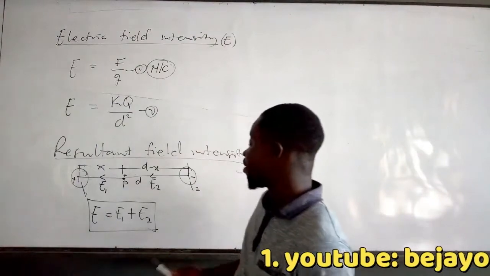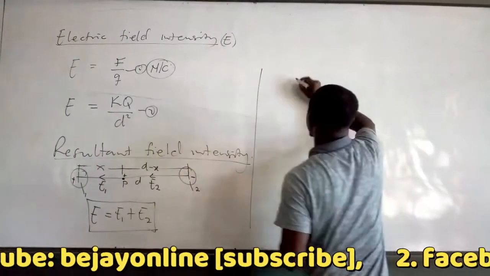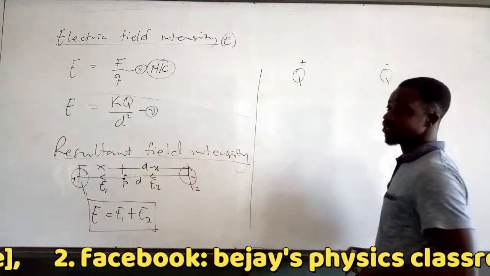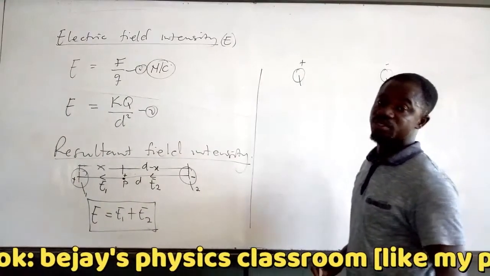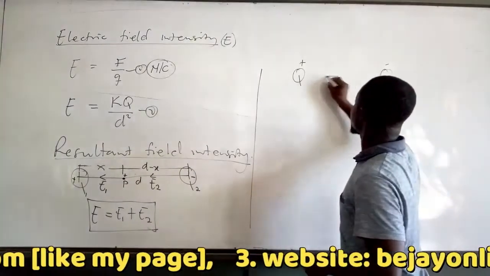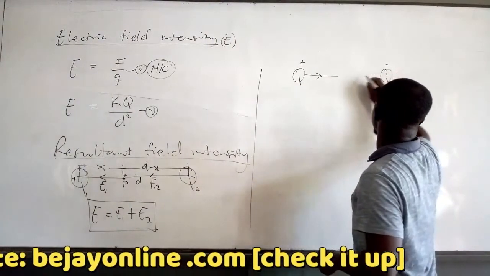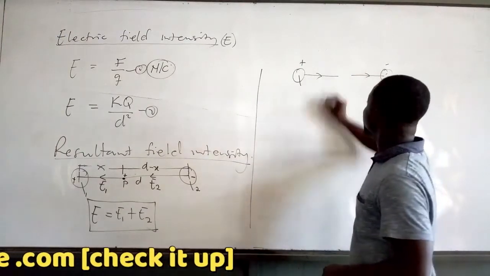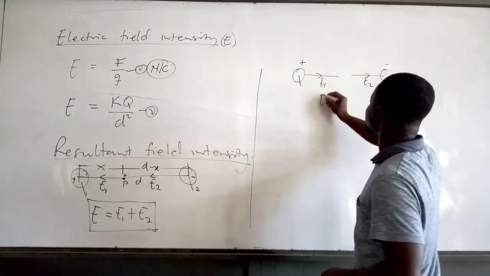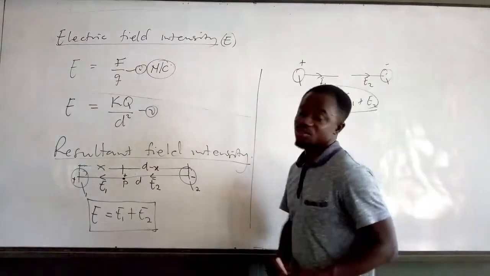For instance, if I'm using the direction of the electric lines of force, I have a charge Q which is positive, I have a charge Q which is negative. The electric lines of force due to this charge will move away from it, right? Good. The electric lines of force due to this charge will move towards it. So E1 is pointing here, E2 is pointing here. The two of them are pointing in the same direction. So E is equal to E1 plus E2. You understand? So that is also another very easy method.